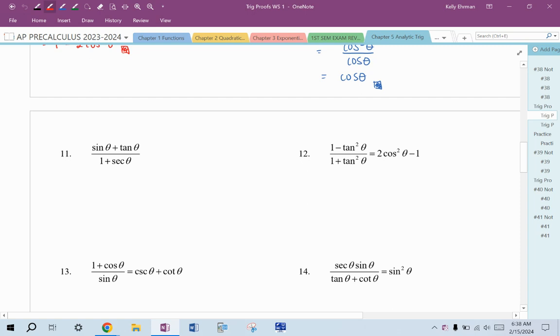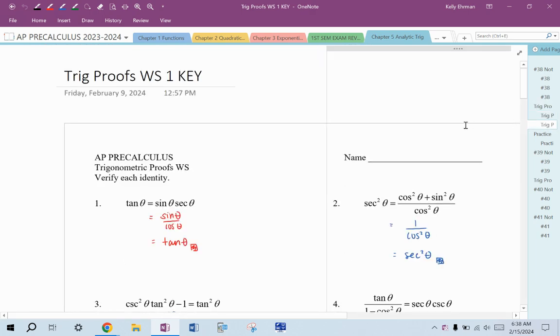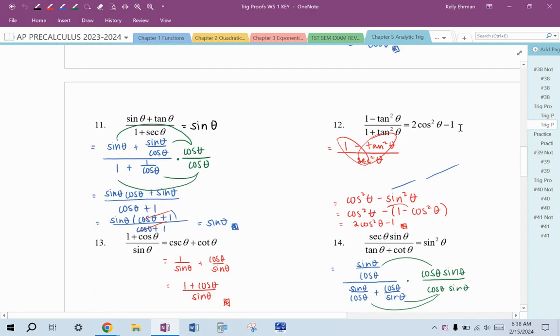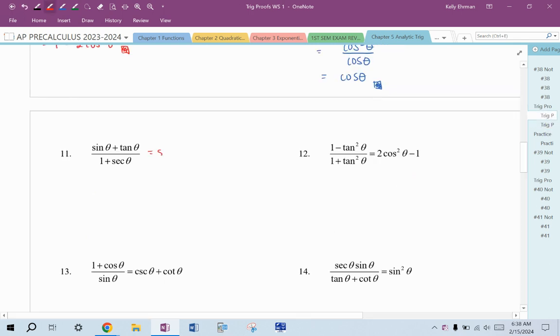All right, finishing out the rest of this worksheet, we're going to start with, what's this supposed to be equal to? Number 11 is supposed to equal sine theta. It's important to have a goal in the end. So, all right, we're going to work on this side first.